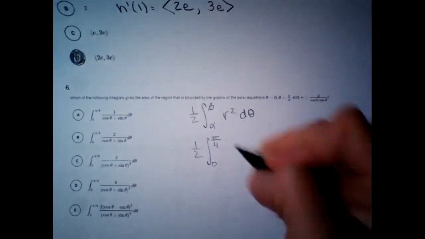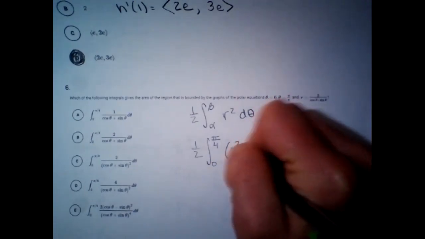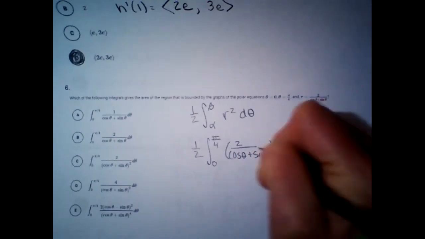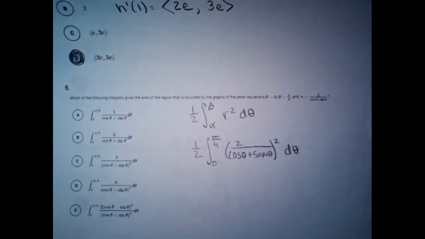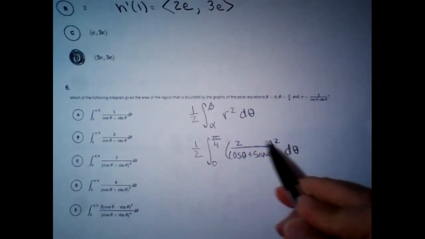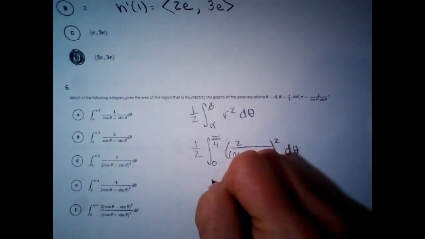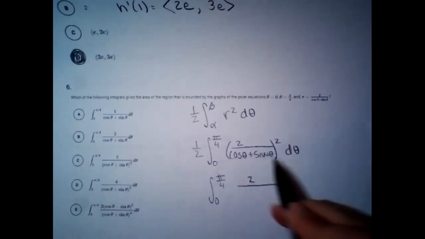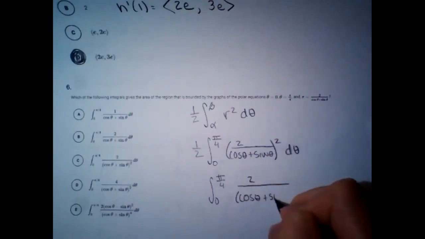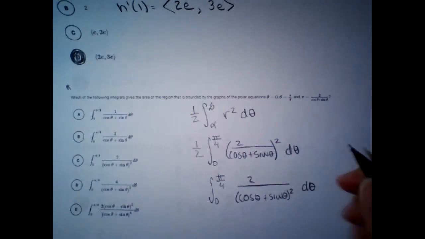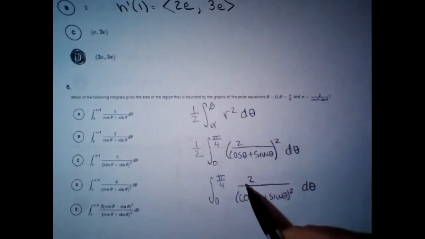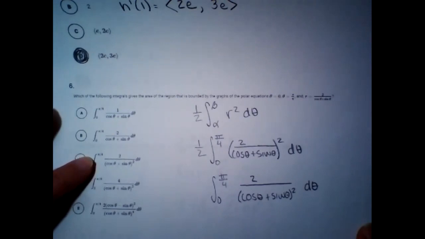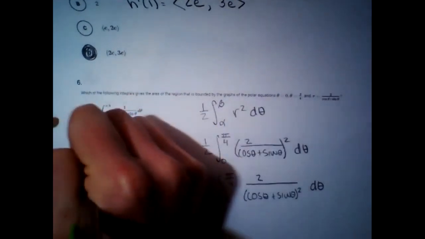All right, and then it's all of this squared. So what is that? 2 over cosine of theta plus sine of theta, all of that squared d theta. So let's see, 2 squared is 4, and then half of that is 2. So you're going to have 0 to pi over 4, 2 over all of this stuff squared d theta. So again, 2 squared was 4, and then half of 4 is 2. So let me see, this is where I have trouble picking the right answer. Is it this one? Is it C? Yeah. So C for that one.